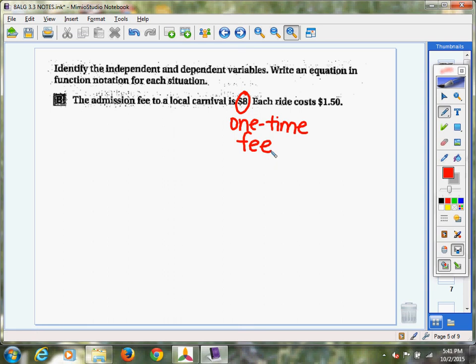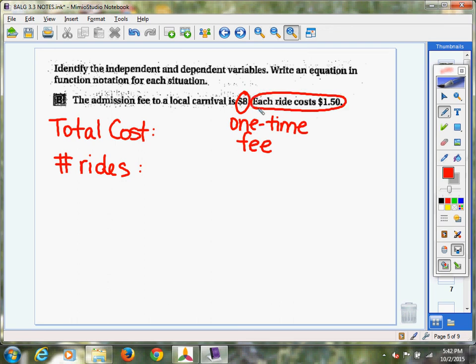So this is what we're not sure about, okay? So we want to compare total cost and number of rides, okay? Those are the two things that we need to figure out, you know, which one's the dependent variable, which one's the independent variable. So here's your one-time fee, and this is the other part right here that's going to help you figure out how much money is going to be towards your total cost.